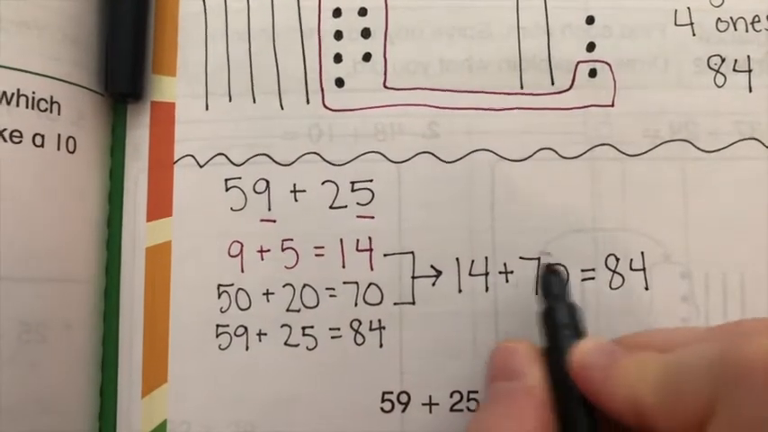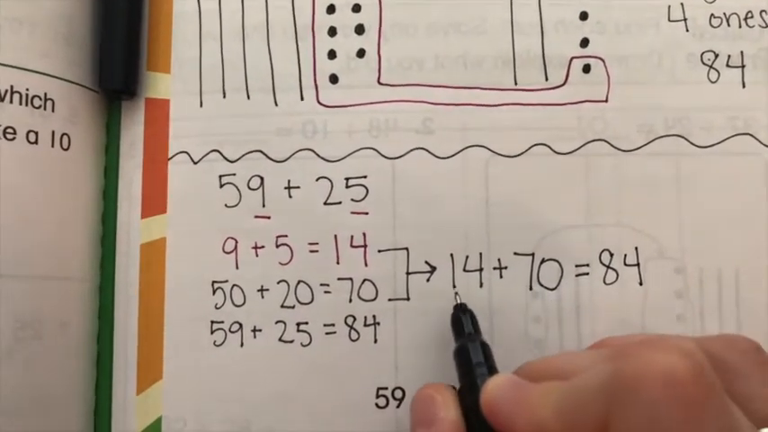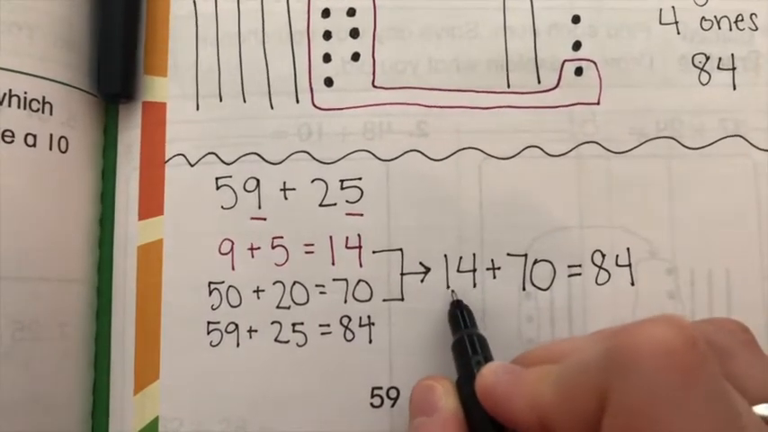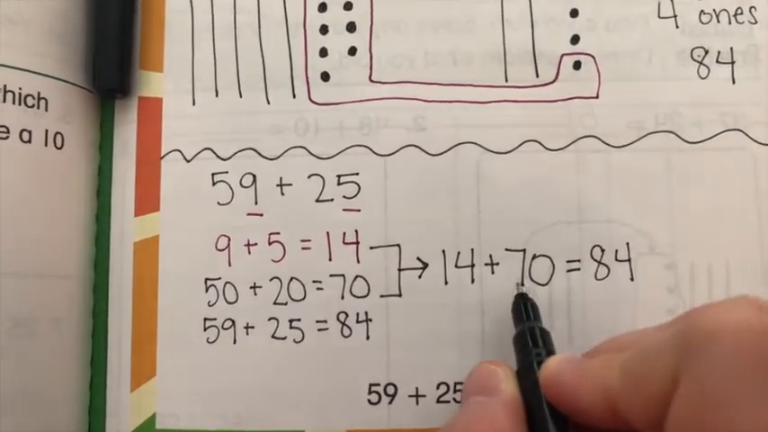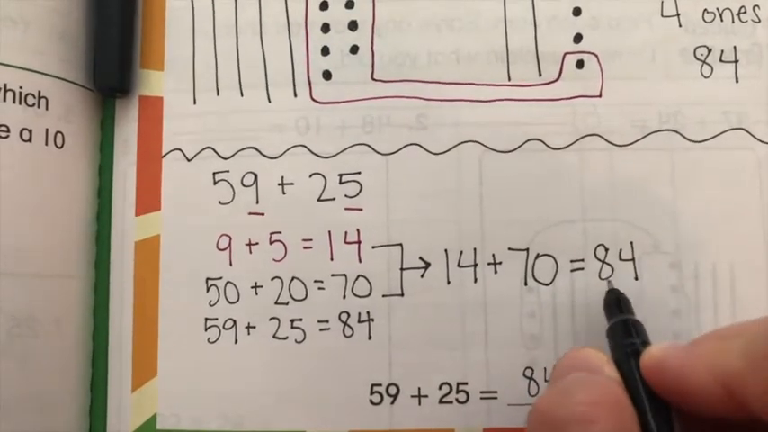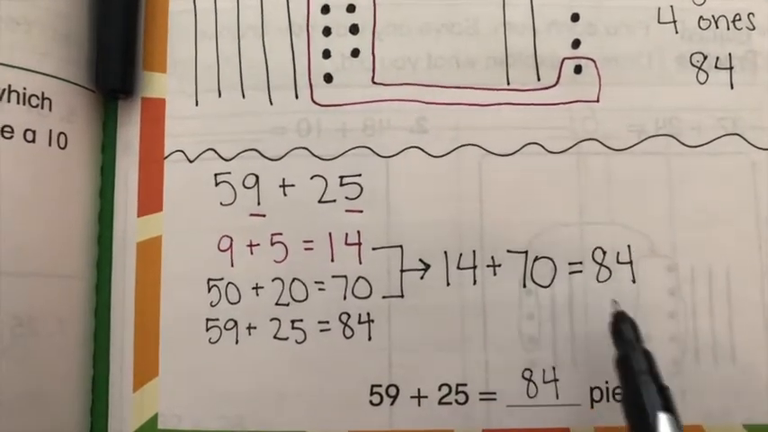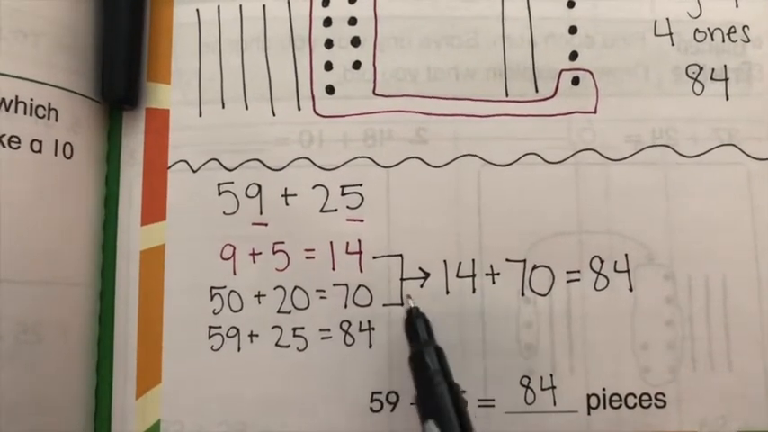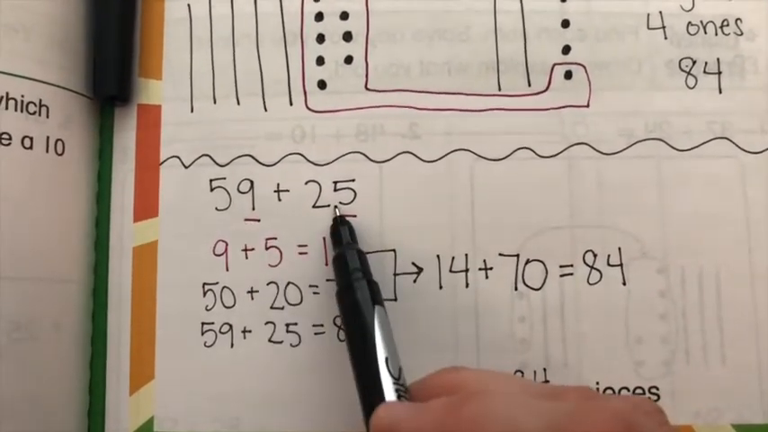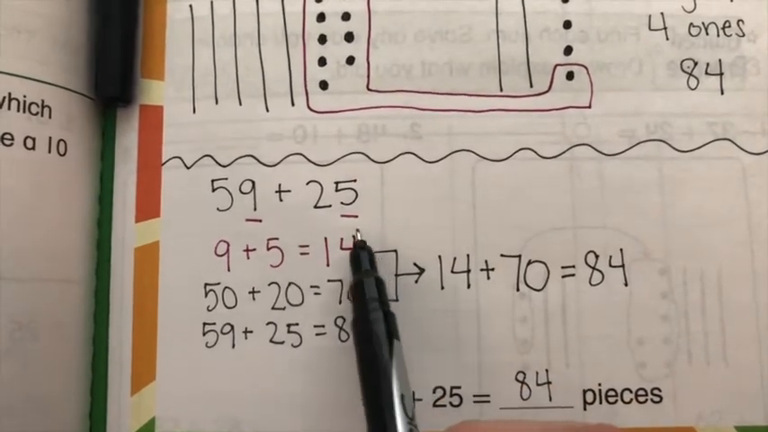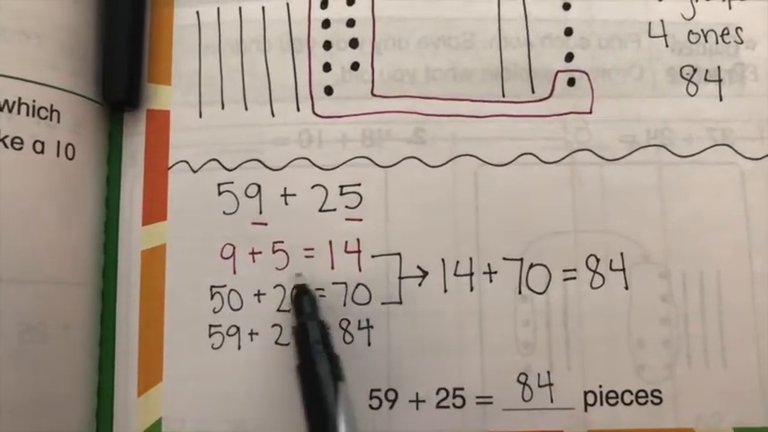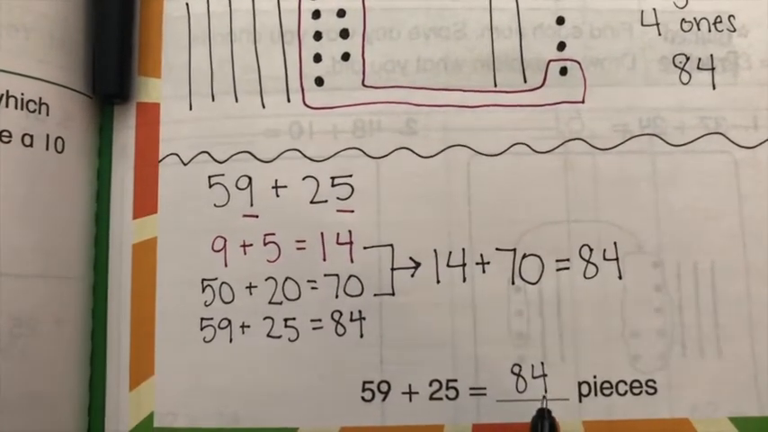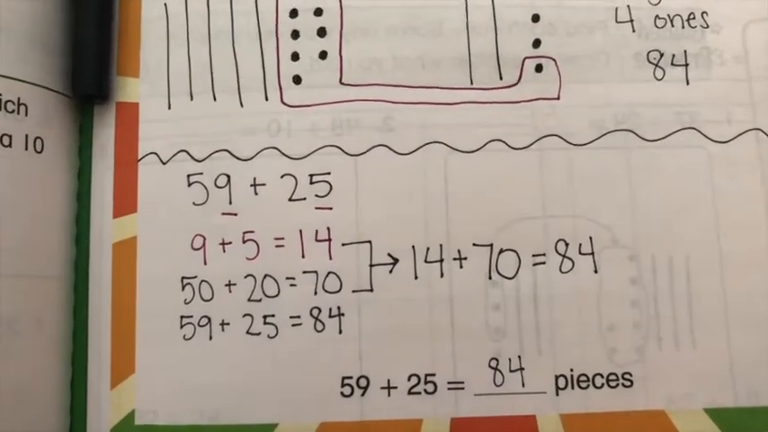Because if I have 70, then I'm adding one more group of 10 and 4 ones. One more group of 10 to 70 would make it 80, plus 4 ones would make it 84. So I found 84, the answer to 59 plus 25, by breaking apart each of the numbers into tens and ones, adding the ones together and adding the tens together in order to get my answer of 84 pieces.